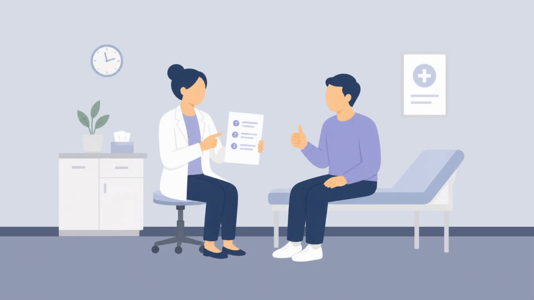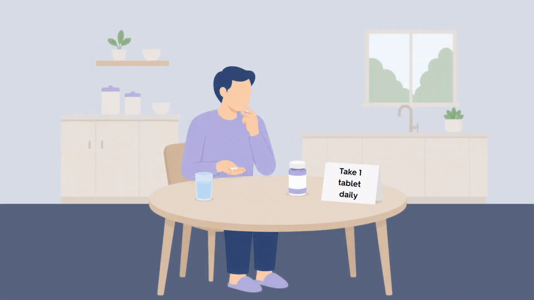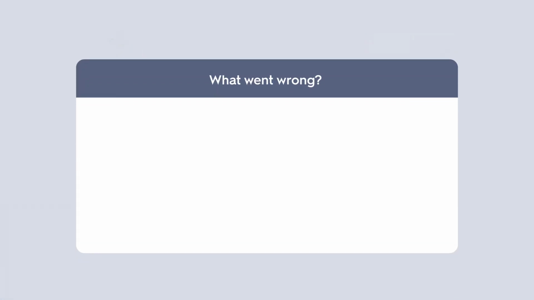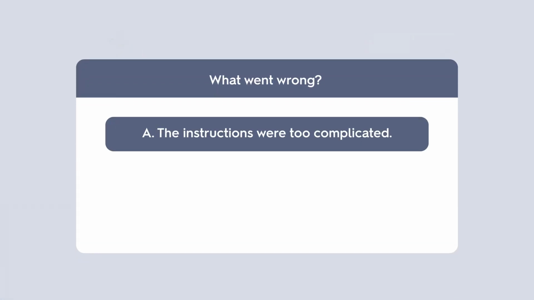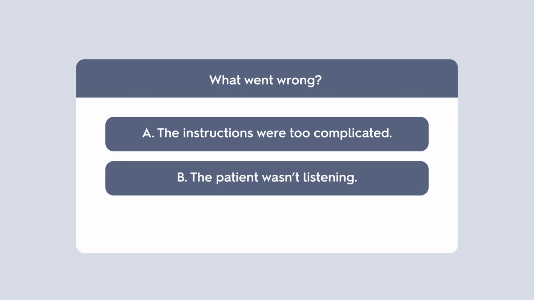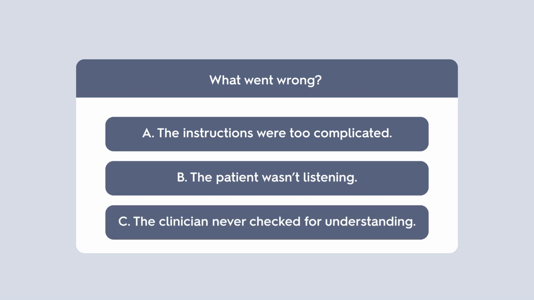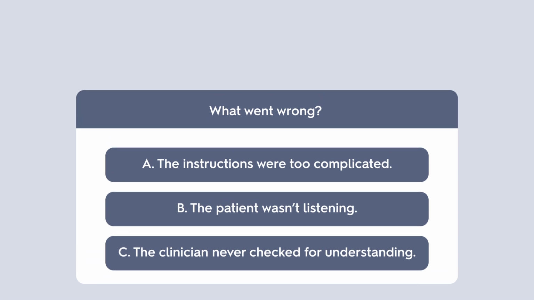A patient nods during instructions, but later takes the wrong medication dose. What went wrong? A. The instructions were too complicated. B. The patient wasn't listening. C. The clinician never checked for understanding. Keep your answer in mind. We'll reveal the answer shortly.